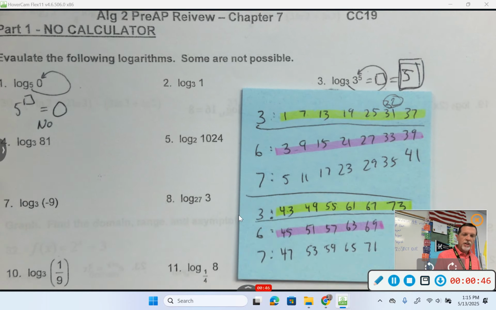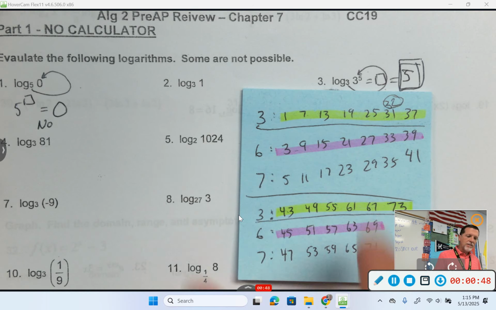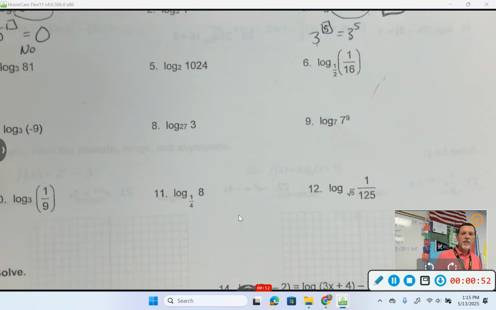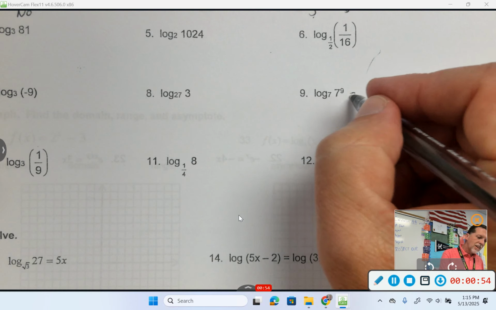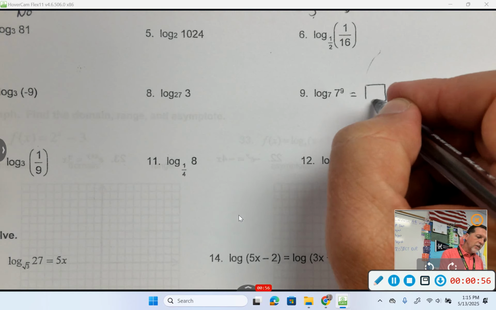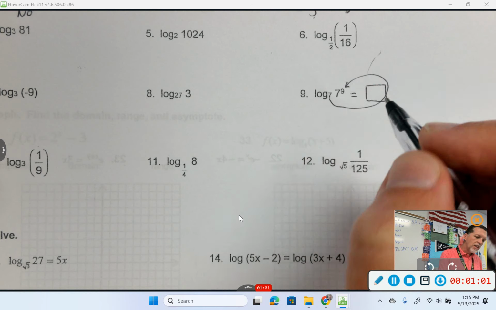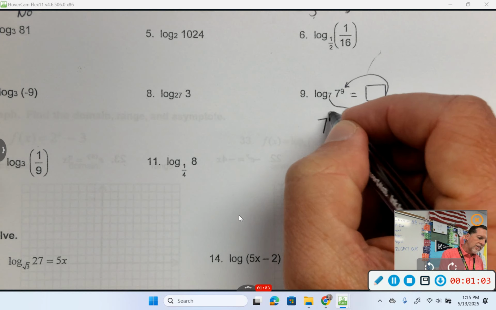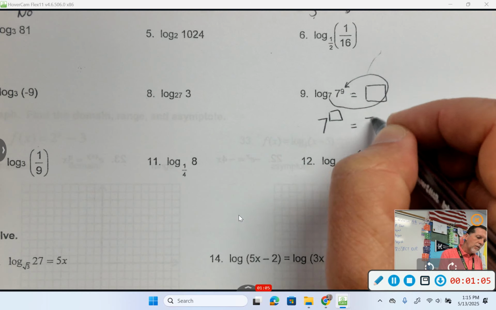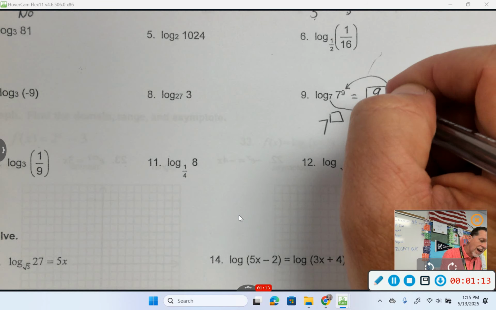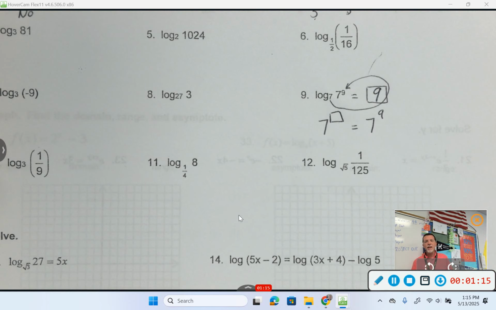Okay, again, we're doing every other odd. Number 9. Log base 7 of 7 to the 9th. I don't know what 7 to the 9th is. But if I fishhook that, I get 7 to something equals 7 to the 9th. So what do you think goes in the box? 9. So my answer is 9. My answer is not 7 to the 9. My answer is 9.